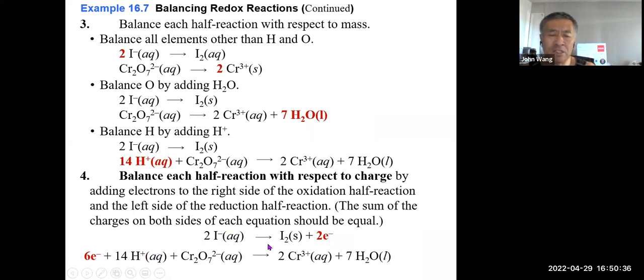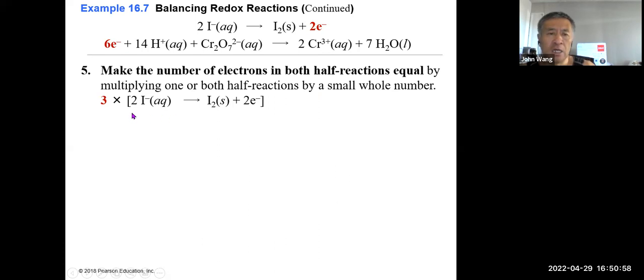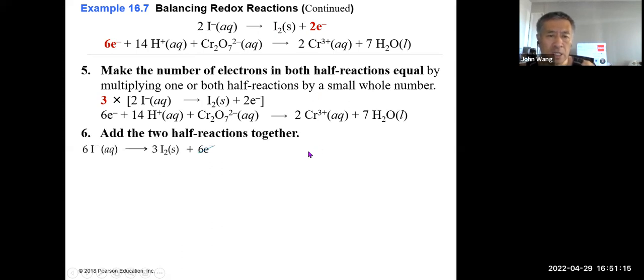The last step in this procedure is adding these two equations together. But before you add them together, do one more check. Make sure both of them have the same number of electrons. The first equation has 2 electrons. The second equation has 6. You want to make them have the same least number. You will multiply the first one by 3, which means you multiply all the coefficients. Here we have 2, 1, and 2. So they become 2 times 3 is 6, 2 times 1 is 2, 2 times 2 is 4, and 3 times 2 is 6.